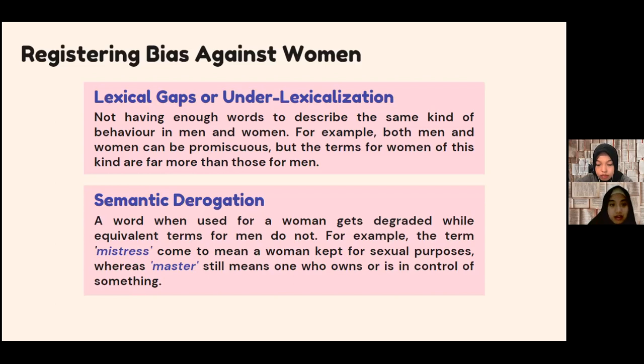For example, the term Mistress has come to mean a woman kept for sexual purposes, whereas master still means one who owns or is in control of something.